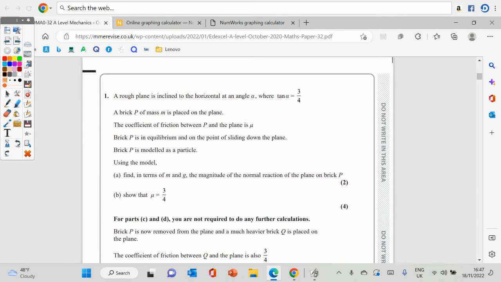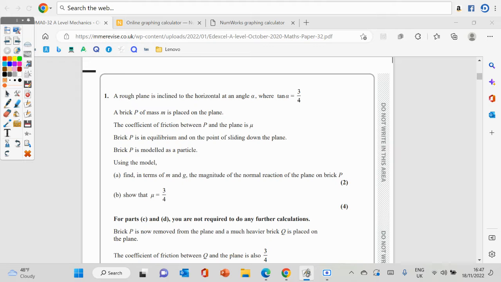Okay, nice question to start us off here. We've got a rough plane inclined to the horizontal at an angle alpha, where tan alpha is 3/4. We've got a brick P of mass m placed on the plane, and the coefficient of friction between P and the plane is mu. Brick P is in equilibrium and on the point of sliding down the plane. Brick P is modelled as a particle. Using the model, find in terms of m and g the magnitude of the reaction between the plane and the brick, and then show that mu is 3/4.